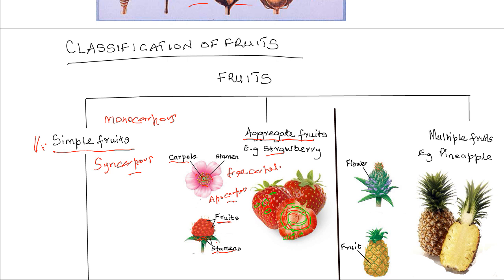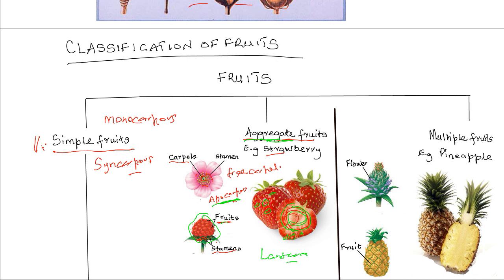Another example of aggregate fruits is the lantana, and many other berries. You have the blackberry, where the individual fruits are so distinct. So in collectiveness, they make up an aggregate fruit. So remember, in the aggregate fruits, the flower is single and it consists of an apocarpous gynoecium, and each carpel develops into an individual fruit.